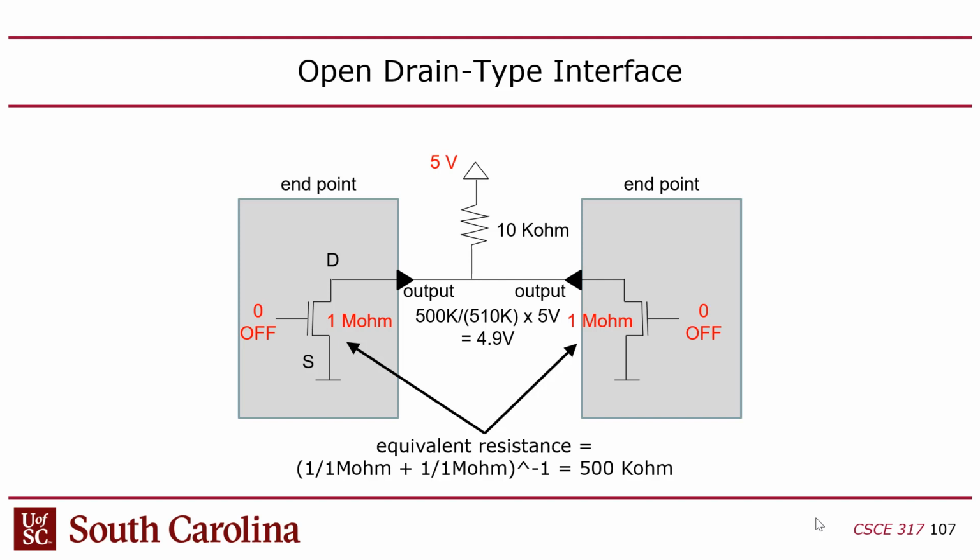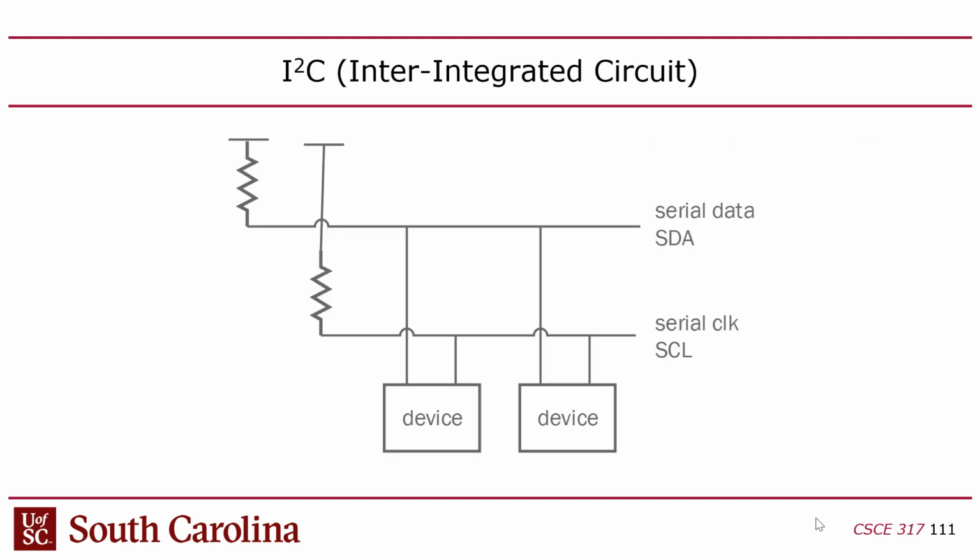So that part gets a little weird, but it's nice because it allows you to have a multi-master bus, because you can have multiple devices sharing one wire. So I²C uses that approach for both of the two wires. So it only has 2 wires, SDA and SCL.